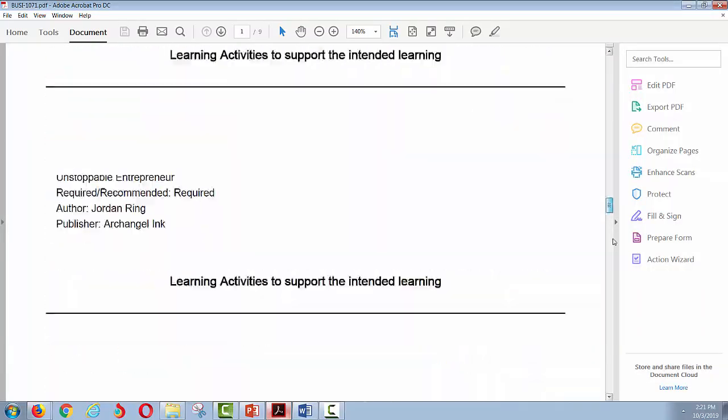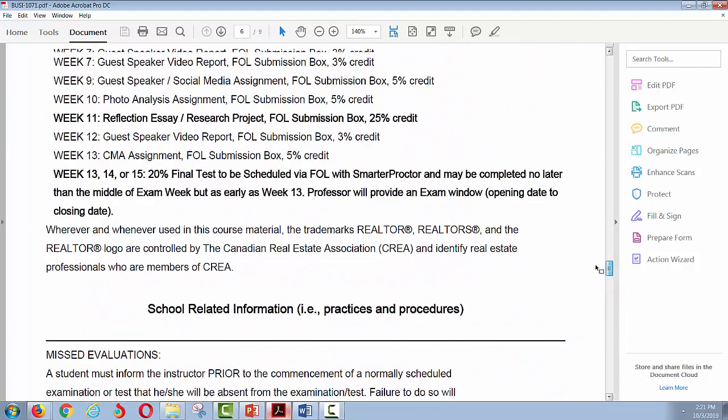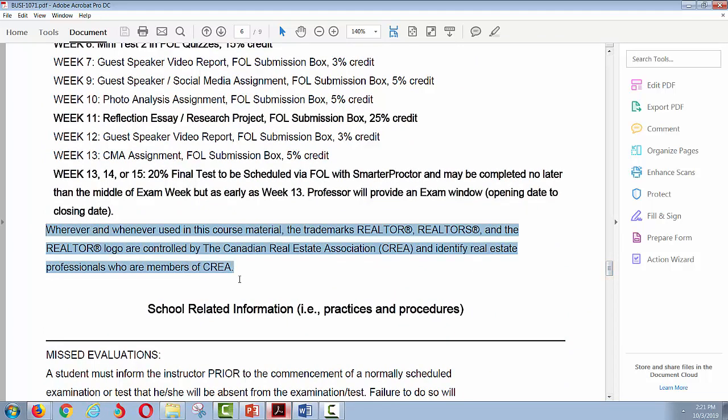Some of you might have noticed near the bottom of the course outline, in that extra information section, a note saying that whenever using this course material, the trademarks Realtor, Realtors, and the Realtor logo, which I don't actually use in the course material, I'll just make reference to the word Realtor, are controlled by the Canadian Real Estate Association and identify real estate professionals who are members of CREA. There's a different association in the States that controls that. That'll be in our notes later on.